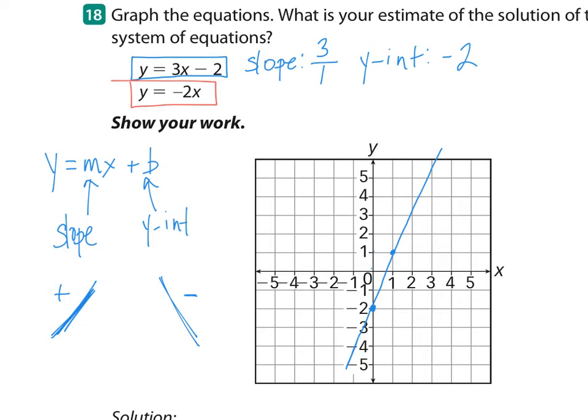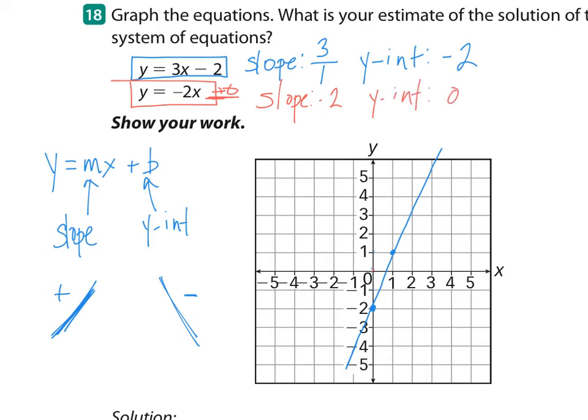So this is y equals 2x. Now, this one doesn't have a number after it, right? There's nothing after here. You can think of nothing as +0. So this has a slope of -2 and a y-intercept of nothing, 0.